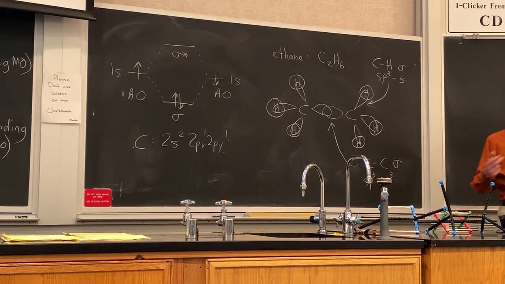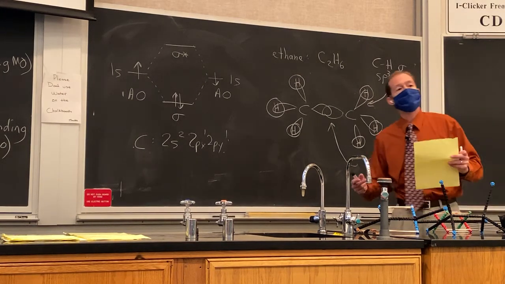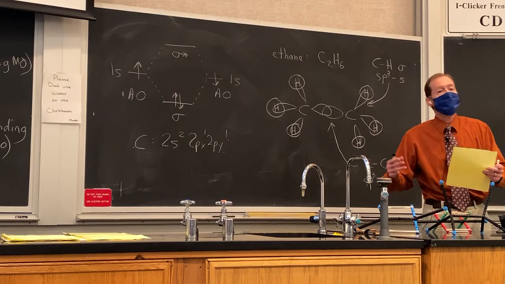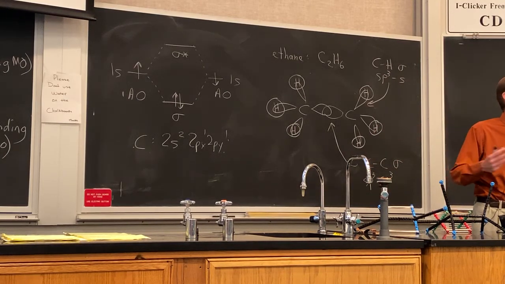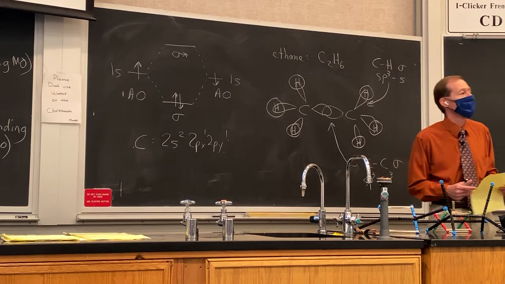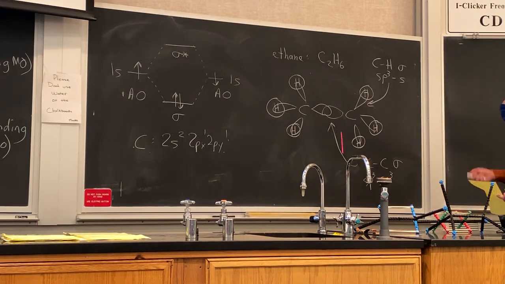So we can form sigma bonds by overlapping different types of orbitals. We can have two hybrid orbitals overlap. We can have a hybrid orbital and an s orbital overlap. We could even have two different types of hybrid orbitals overlap, okay? But that's the message that we get here from looking at ethane, is that we can have sigma bonds formed by different types of hybrid orbitals overlapping.